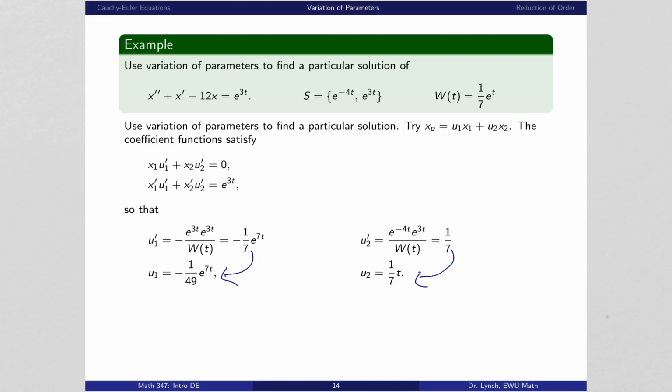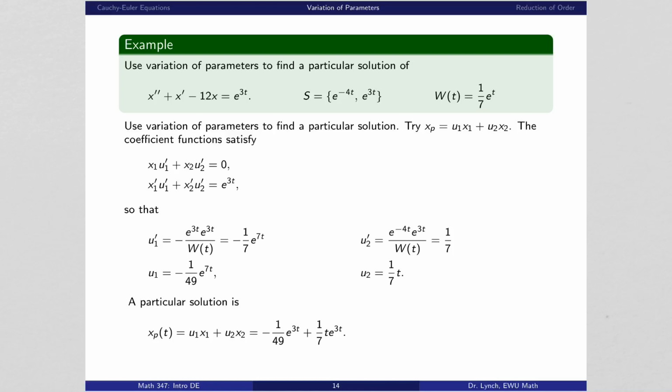Now, here's a particular solution. Again, the particular solution is u1x1 plus u2x2, and the form you can see here. Okay, so this is sort of as we'd expect from our intuition by the method of undetermined coefficients.